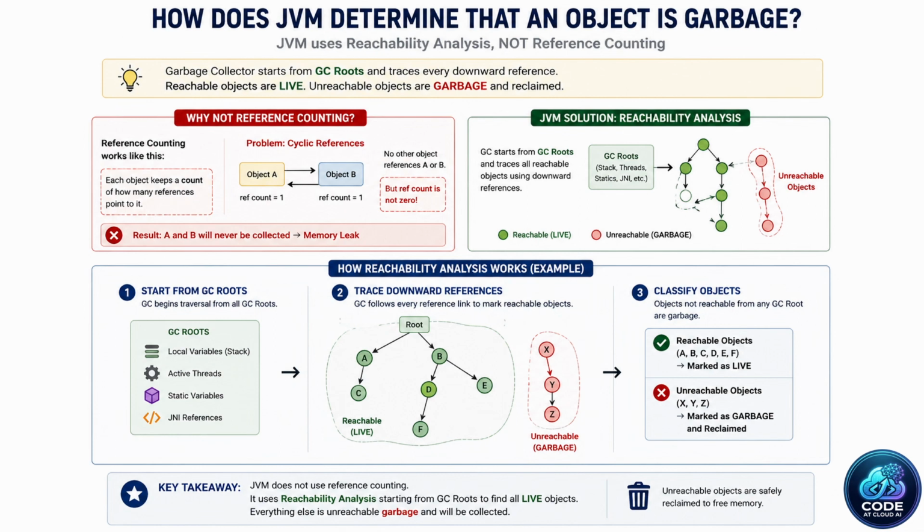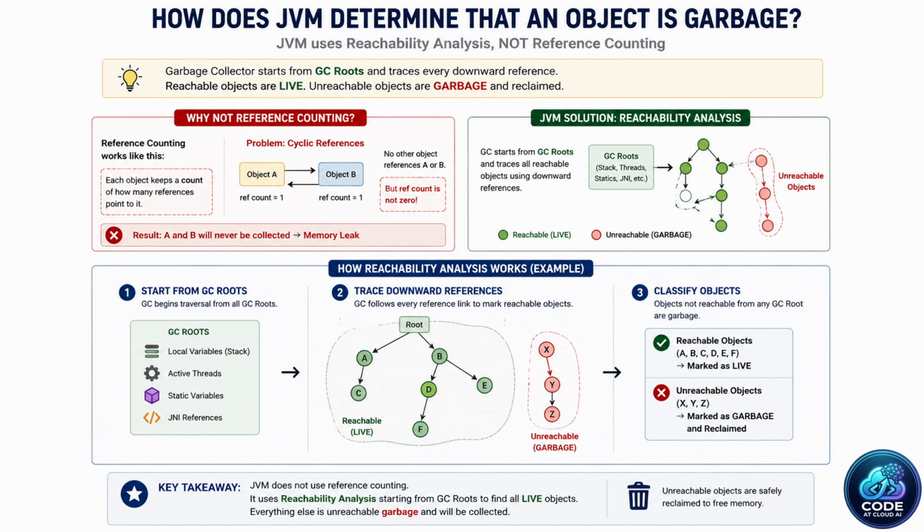Many developers think Java uses simple reference counting, but reference counting fails to handle cyclic references, where object A points to B and B points to A, but nothing else uses them. Instead, the JVM uses reachability analysis. The garbage collector starts at the GC roots and traces every downward reference link. Any object that can be reached via a continuous path from a GC root is marked as live. Any object or island of objects that cannot be reached from a root is flagged as unreachable garbage and reclaimed.